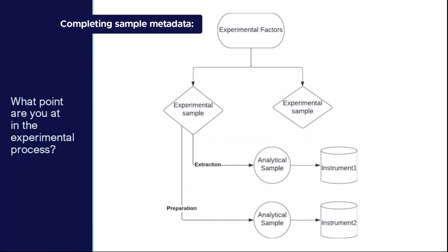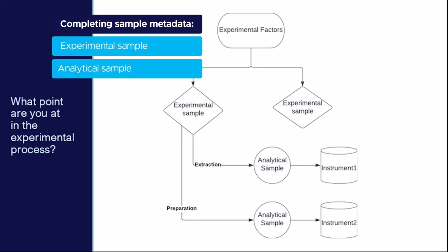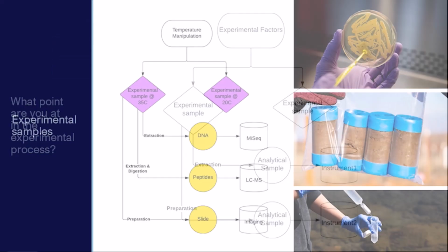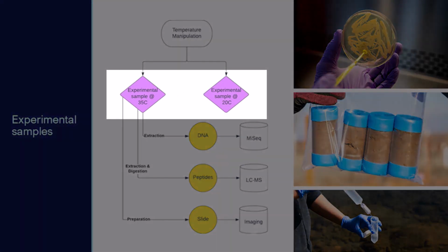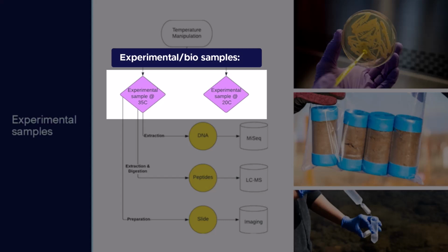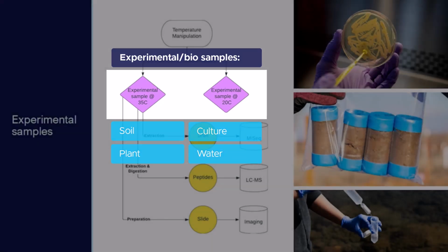When completing sample metadata, you may be submitting an experimental or an analytical sample. To identify which you have, think about the experimental process. When you run an experiment, you generate samples under some experimental context. For example, see here in pink, we have two samples that were incubated at different temperatures. These are your experimental or biosamples. This is your soil, culture, plant, water, or any other sample medium that has been generated with experimental intent.